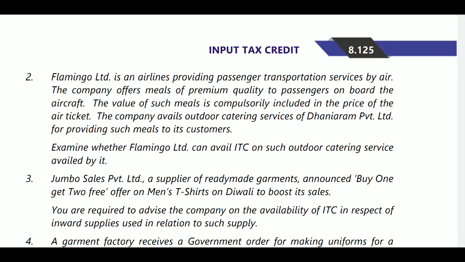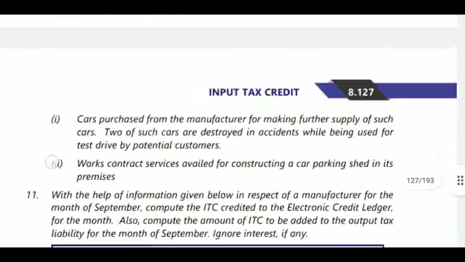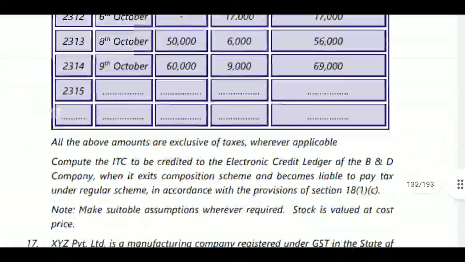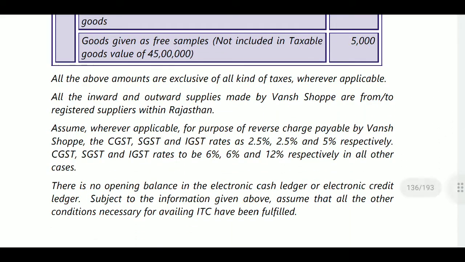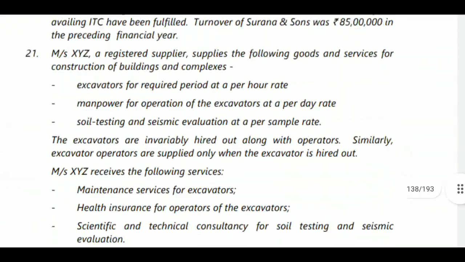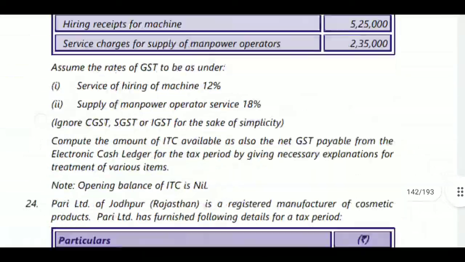The company avails outdoor catering services of Adoni Private Limited for providing such meals to its customers. Examine whether Fleming Limited can avail the ITC on such outdoor catering services availed by it. In the case of outdoor catering services, ITC will not be allowed, but if it is procured for the same nature of business, then ITC will be allowable.